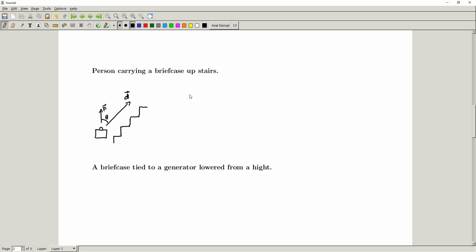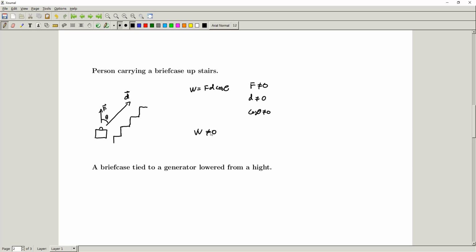Well, let's again write down our definition of work, F D cos theta. And again, F is non-zero, right? Because there's definitely some force being applied by the person working against gravity. D is non-zero. There is some displacement. And here our angle is not 90 degrees, and so cos theta is also non-zero. So yes, there is some work being done by this person bringing this briefcase up the staircase.